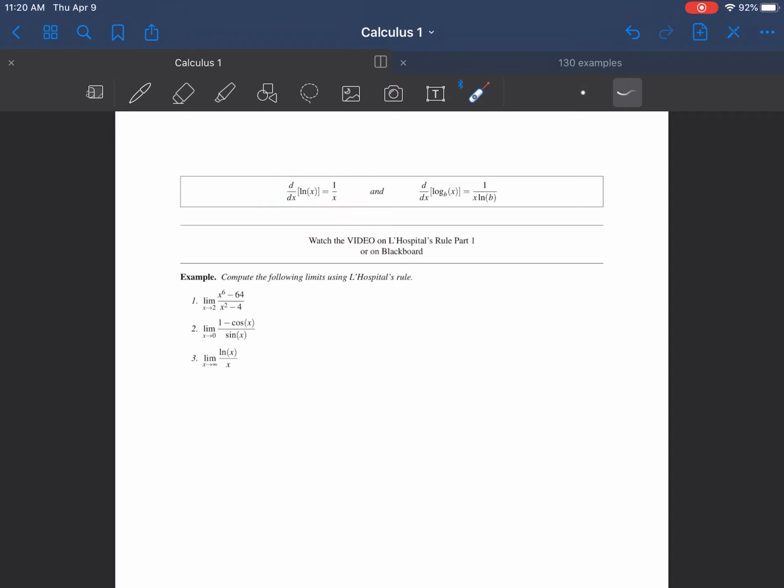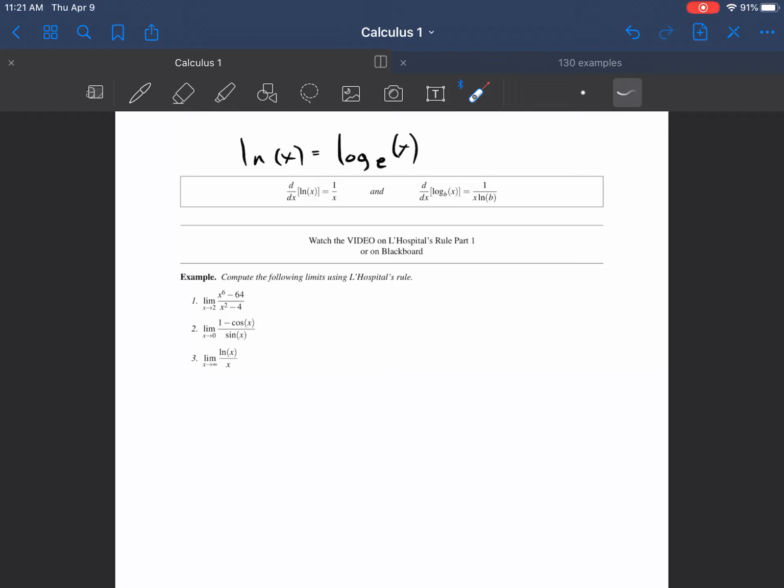over x. Okay, and if you're trying to take the derivative of log base b, where the base isn't necessarily e, right? So ln of x is the same as log base e of x, where e is this special number, okay? So in general, the derivative of log base b of x is this right here: 1 over x ln of b.